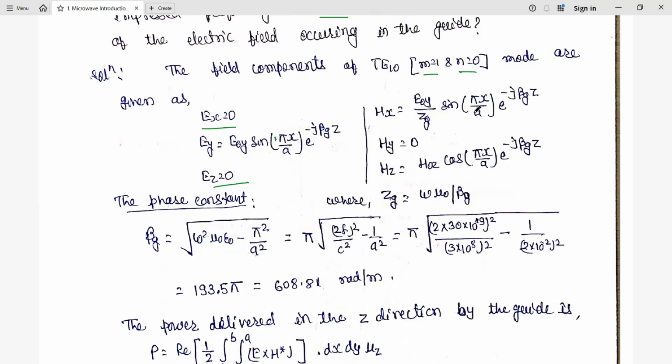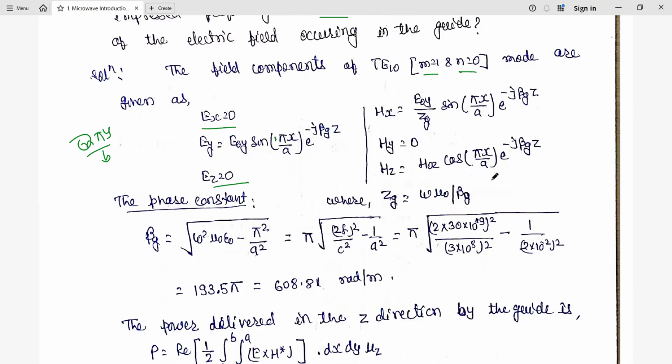Ez equals sin(M pi x by A) with M equal to 1, times e to the power minus j beta g z. So we have the component N pi y by B, but here N is 0, so that component is not available here. Similarly, Hz equals Hoz cos(pi x by A) e to the power minus j beta g z.